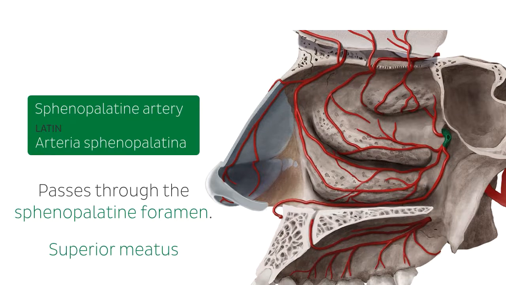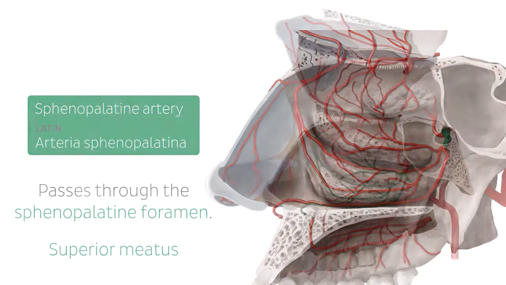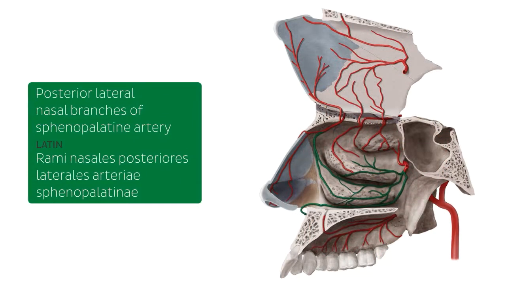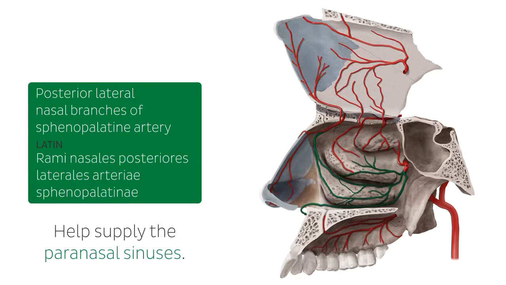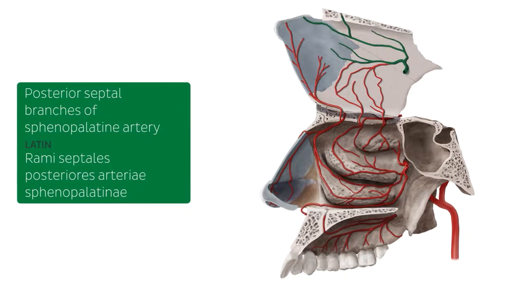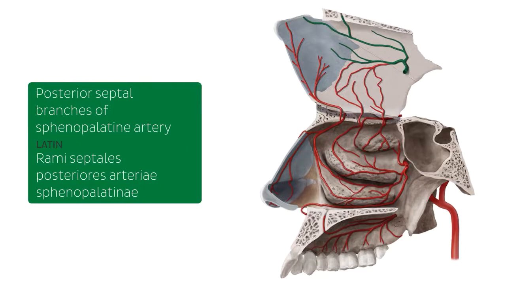So once the sphenopalatine artery passes through the sphenopalatine foramen, it gives off two main sets of branches. The first set of branches are referred to as the posterior lateral nasal branches of the sphenopalatine artery. As you can see, they spread over the conchae and the meatuses between them and help supply the paranasal sinuses. The other set of branches is referred to as the posterior septal branches of the sphenopalatine artery.